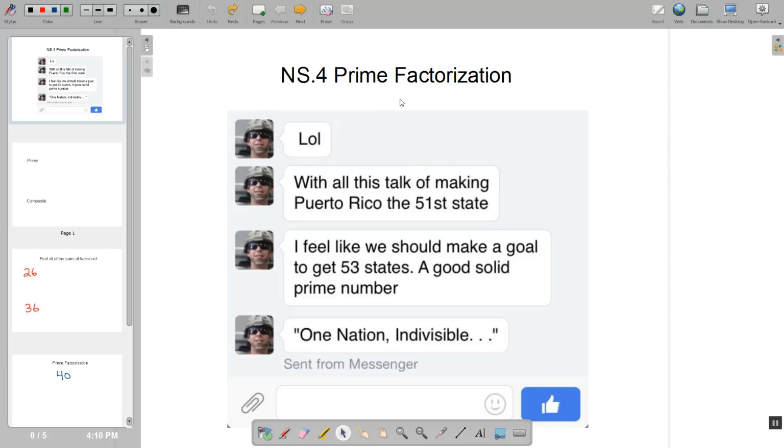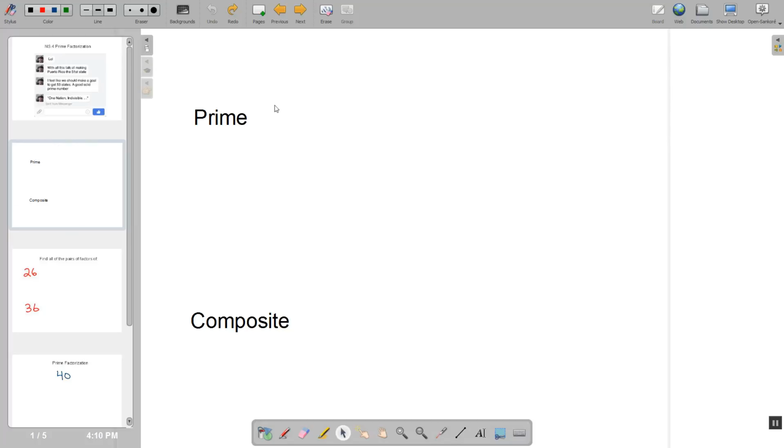We're going to be starting the fourth section of the year, which is going to talk about prime numbers. And our goal by the end of this section is to be able to take a number and to break it down into only its prime numbers. But before we do that, we need to review what the definitions of prime and composite mean.